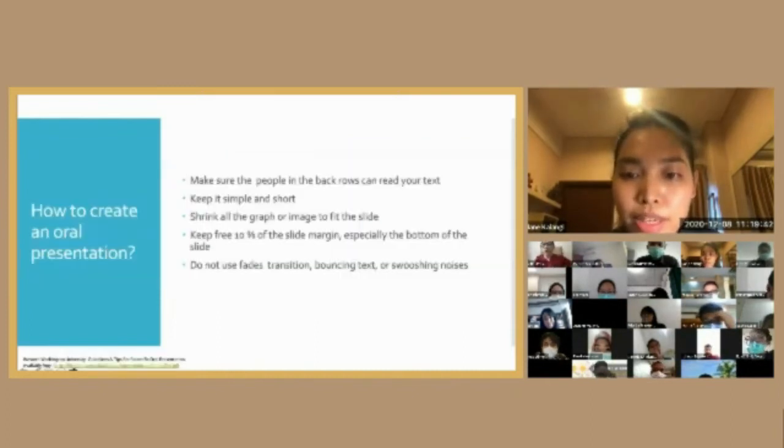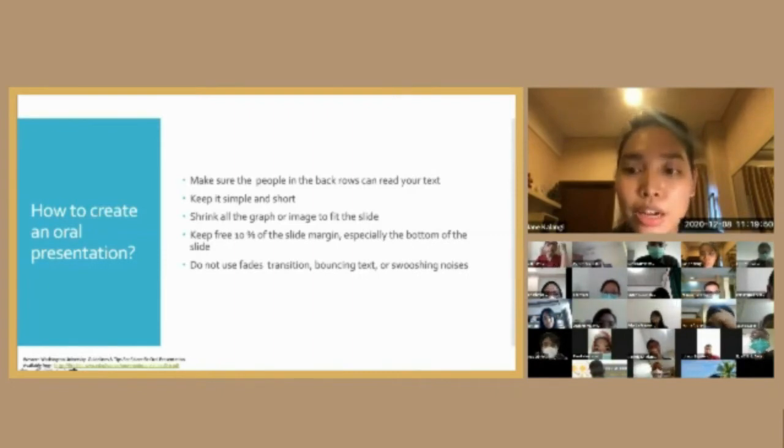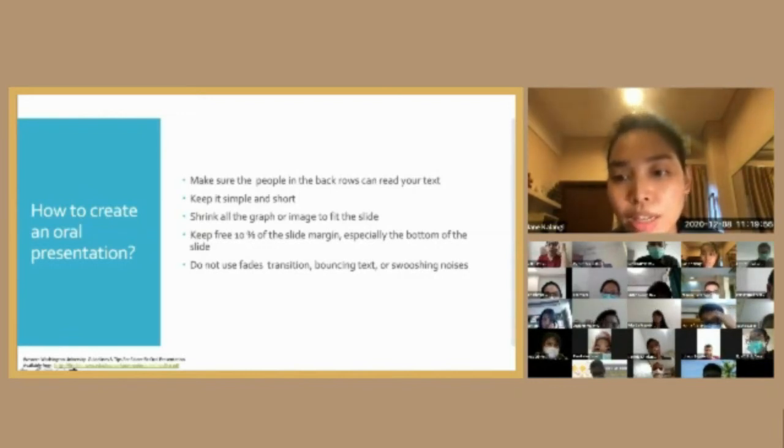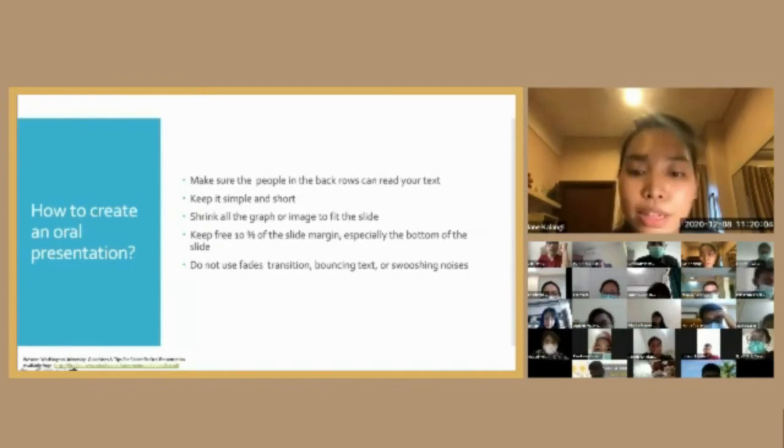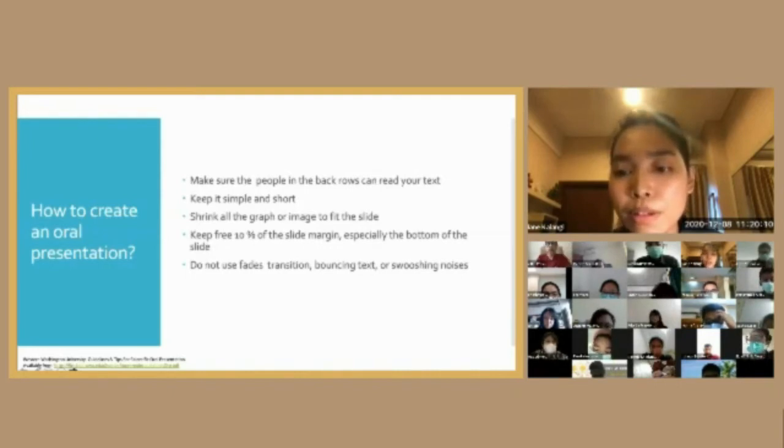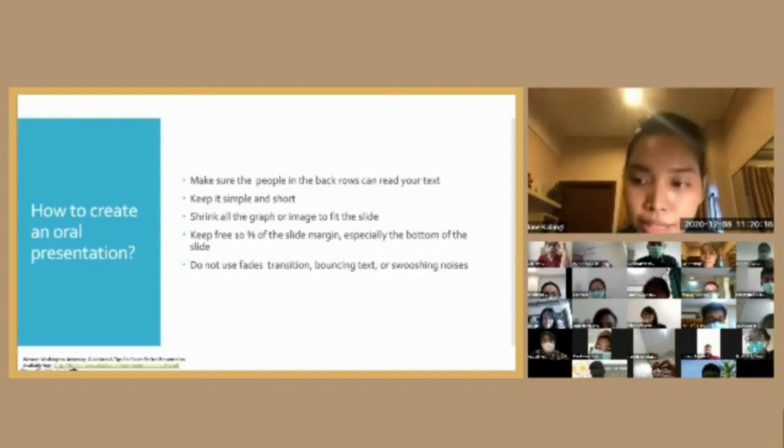So a few points to consider while creating an oral presentation. These are just, again, general. Make sure that the text on your slides is readable by the people in the back row. Make sure that the text is simple and short. And also, you have to keep the graphs or images that you included to fit the slides. And please keep 10% of the slide margin free, especially at the bottom, so that you could include some footnotes or citations. Keep in mind also not to use fade transitions, bouncing text, or even swooshing noises, as they will cause distraction to your audiences. Next.